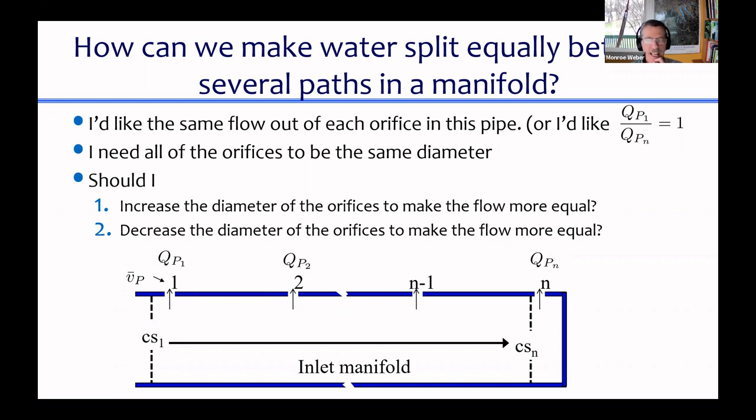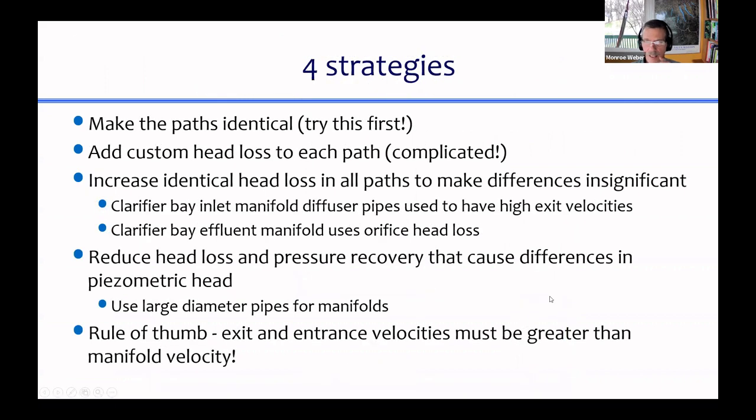And to understand why decreasing the diameter helps, we have to first understand the source of the problem. Like, why is it that the flow isn't uniform between these ports? And if we can understand why the flow isn't uniform, we'll then be able to understand why decreasing the diameter of the ports actually helps. So here are 4 strategies that we could try to solve this problem of getting equal flow. We could make all the paths identical.